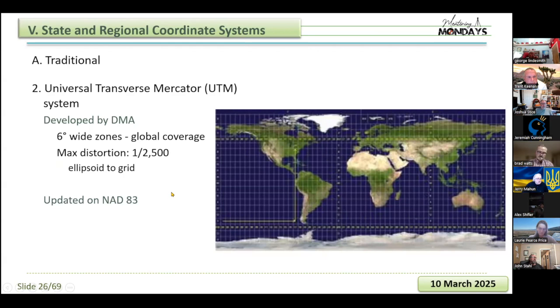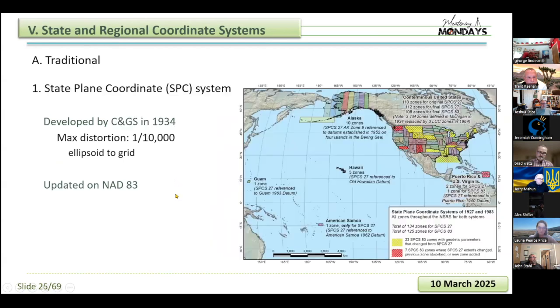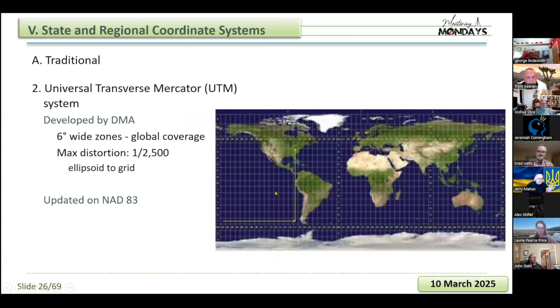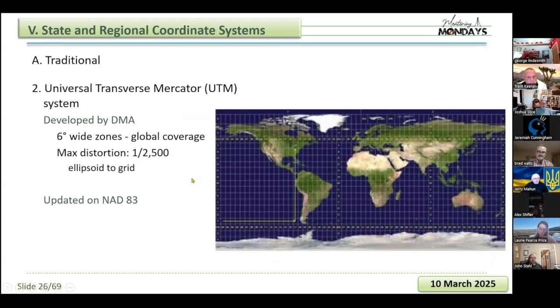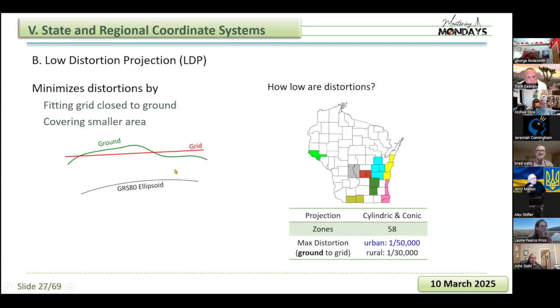They're 6 degrees wide, so there's 60 of them going around the Earth. And their maximum distortion is 1 in 2,500, so they're only about a quarter of what they are for the state plane zones. That's why their zone coverages can be larger. Now, both of these, state plane and UTM, were developed on NAD 27, and then when NAD 83 came in, they updated both of them for that new datum, and we kind of maintain them for that. Those are the primary ones that most people are familiar with.